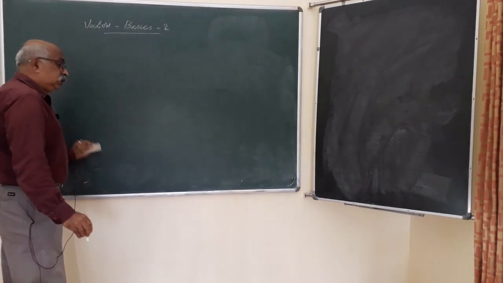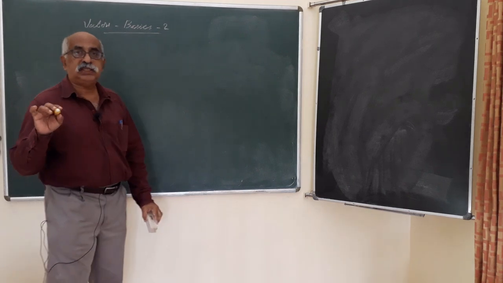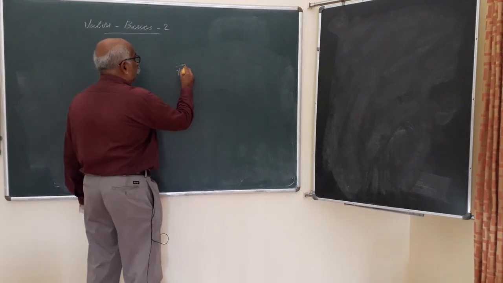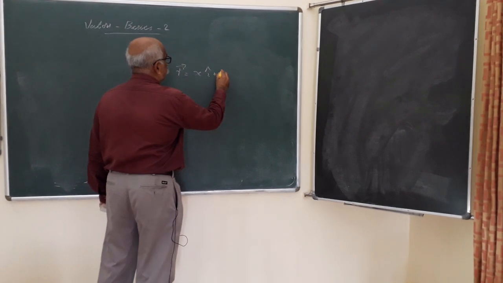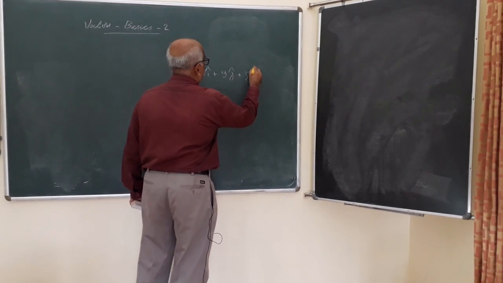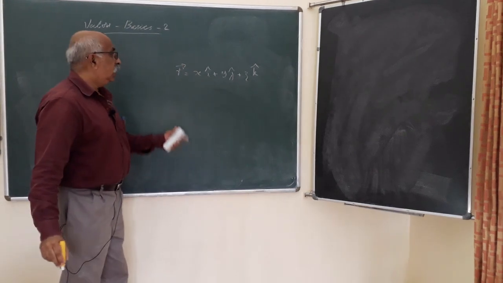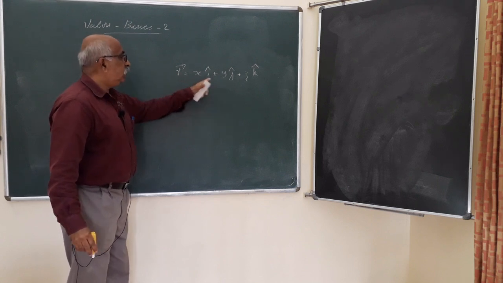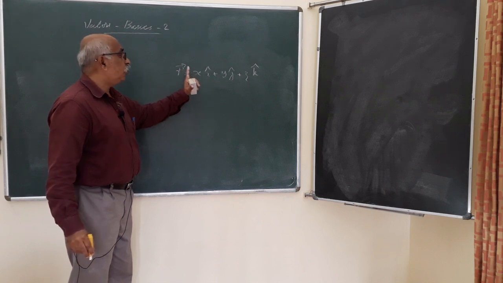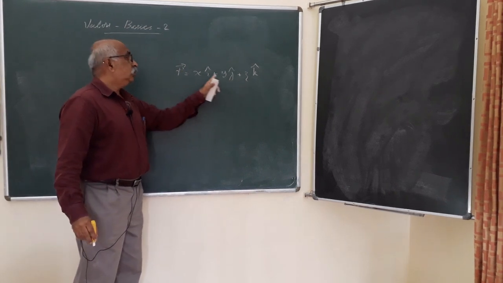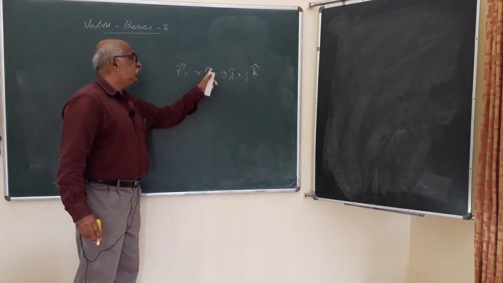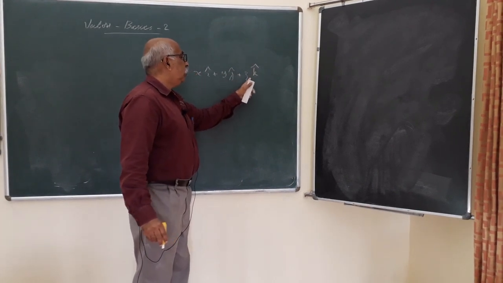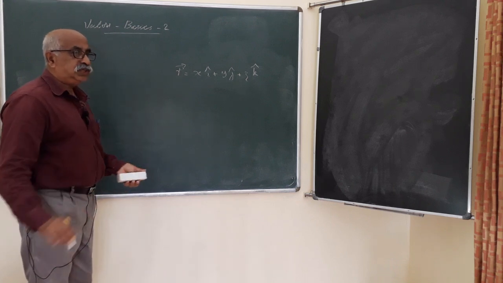Now let us see vector multiplication. We have already seen how vectors are multiplied with scalars. For defining the position vector r, we have written it like this: xi plus yj plus zk, where ijk are the unit vectors and x, y, z are the coordinates of the point whose position vector is r. x, y, z are scalars having the dimensions of length. Therefore, we have already multiplied this unit vector with a scalar, this unit vector with another scalar, and the third unit vector with yet another scalar.